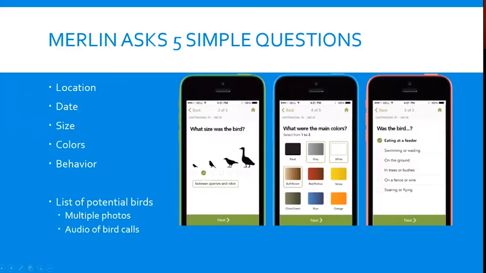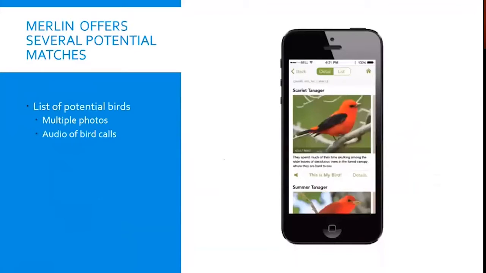Most birds do have primarily no more than 3 colors. And what was the bird doing? What was its behavior? Because a lot of species act very differently. So that information is very helpful to the Merlin app in generating you a list of potential birds. So once you've entered that information, it will bring up a list of birds here that meet the criteria that you put in.